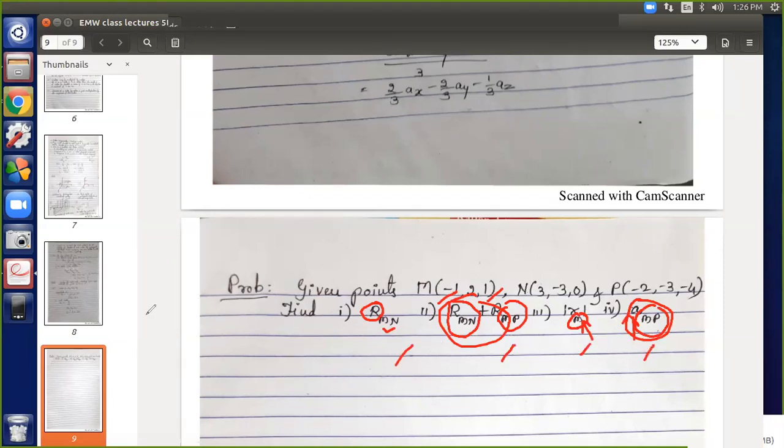So homework, I hope you understood today's class. If you have understood today's class, you will be able to try this problem at least. Mark point M, N and P and try to find out these. So please, I'll be putting this question in HRMS, solve it and upload your answer in HRMS. I want to see how much you have tried at least.